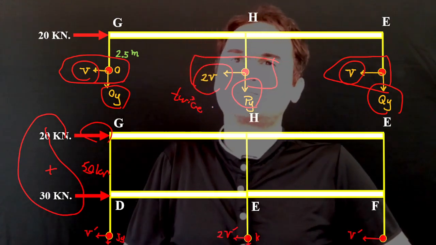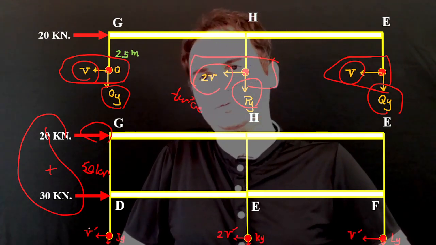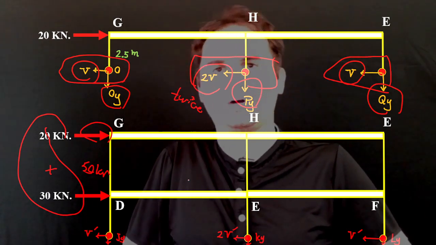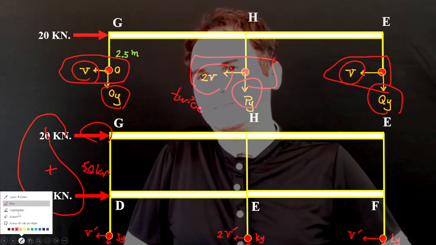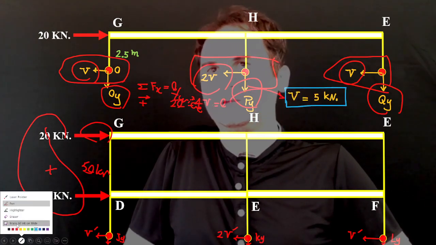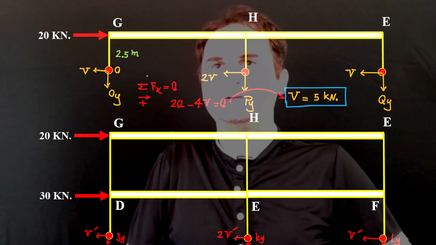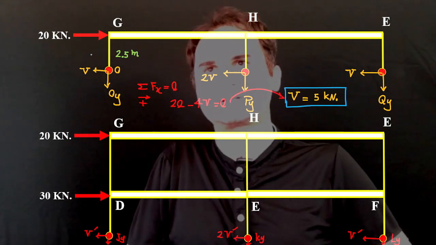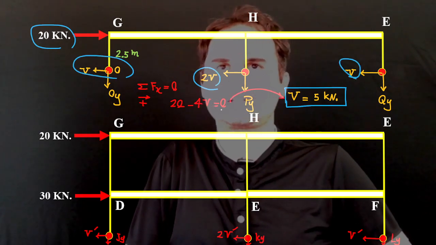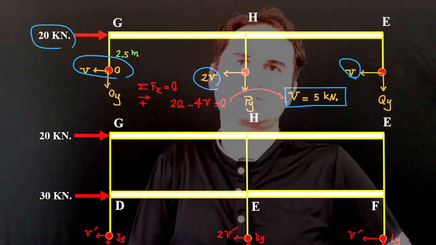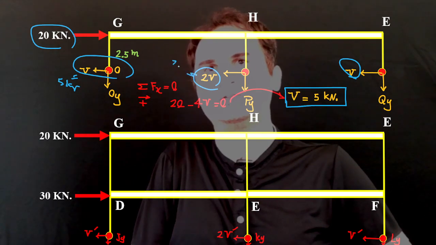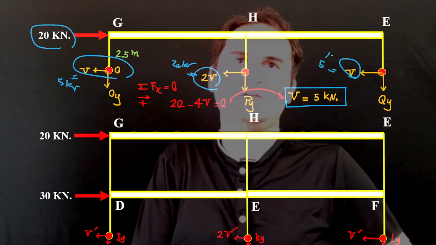So the same pattern applies to the lower part, which we call V prime, 2V prime, and V prime at the first floor. So if we make a summation of forces in x equal to 0, it just gives us that these 20 should be cancelled out by 4 of these shear forces. So it makes it 0 and it just gives us V is equal to 5 kilonewton. So the center one is going to be 10 kilonewton and again 5 kilonewton.